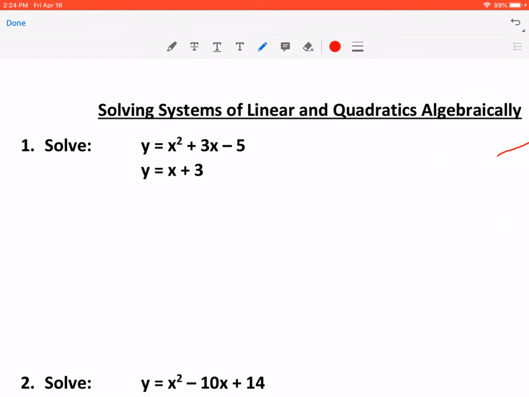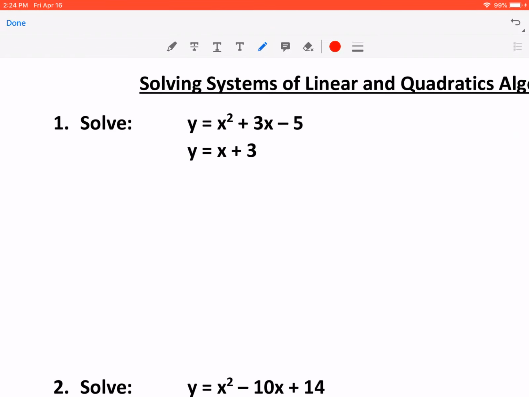All right, so the way that you do this, I'm going to go to number one. The first problem, y equals x squared plus 3x minus 5, is a quadratic. So that, if we graph it, is going to be a U shape. And the second one, y equals x plus 3, is linear. To figure out where the line hits the parabola, simply take y of the linear, which is x plus 3, and substitute it right here. So you're just going to replace it. So the y that was here is now x plus 3 equals x squared plus 3x minus 5.